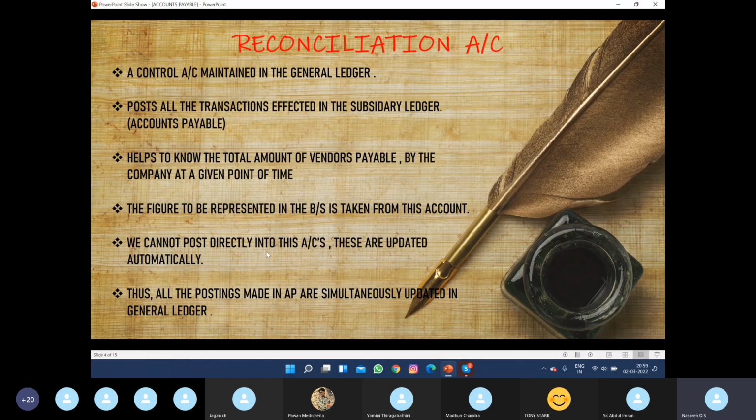We cannot post directly into these accounts. They are updated automatically, which means we don't post in the reconciliation account. We post in the respective vendor master data. But these are updated, which means we can't directly post. They just update simultaneously with the help of the transactions that are made in accounts payable. Thus, all the postings made in accounts payable are simultaneously updated in these general ledgers. I hope you are getting my points.